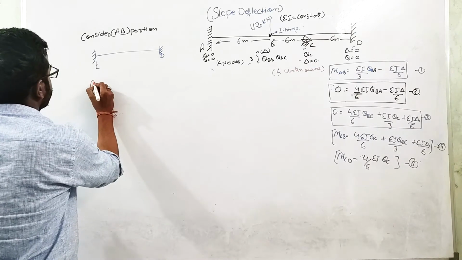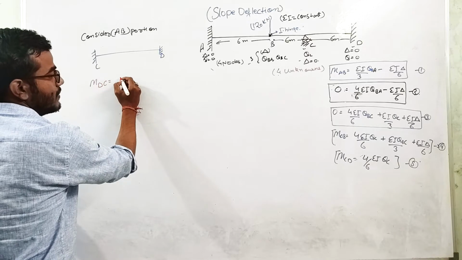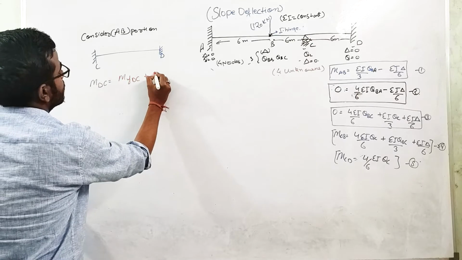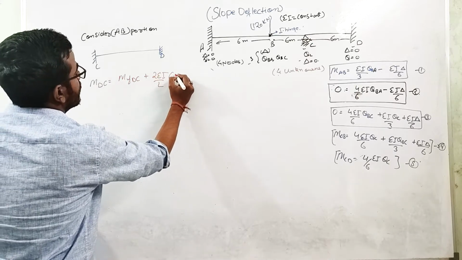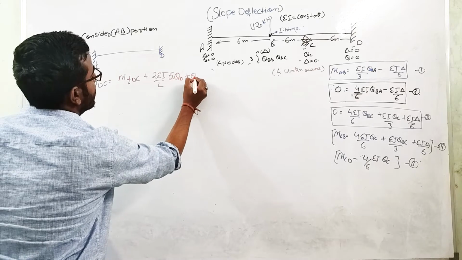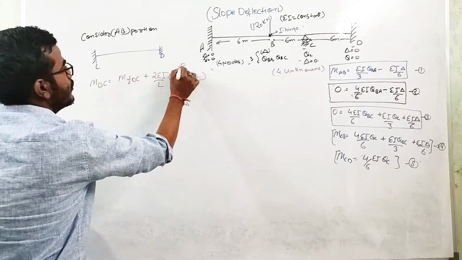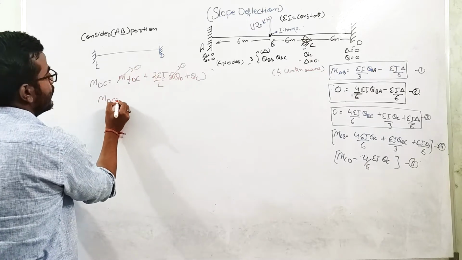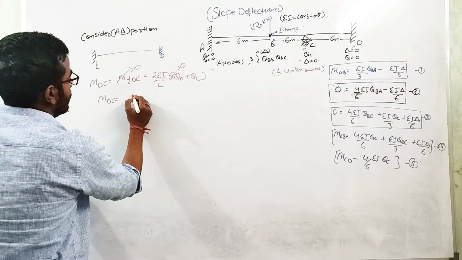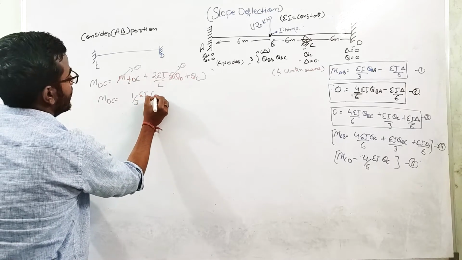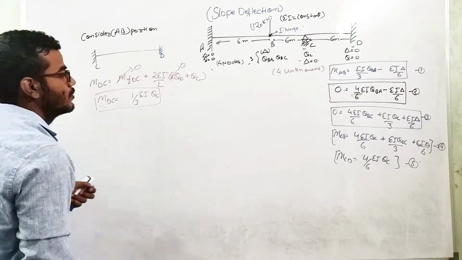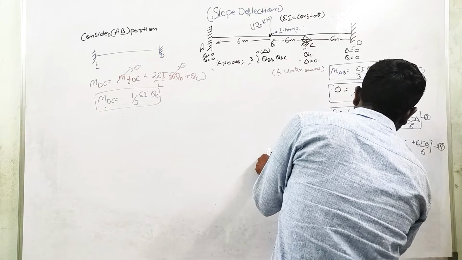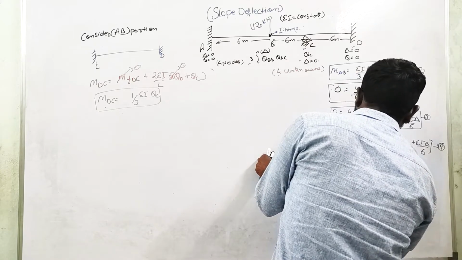I can write M_DC equals M_F,DC plus 2EI over L times (θ_D plus θ_C). This term is basically 0 because this is a fixed support. This term is also 0, there is no load on the span. So I can write M_DC equals basically 1 by 3 EI θ_C. This is one more thing which we are getting.